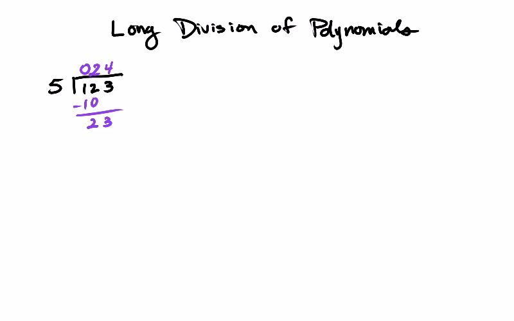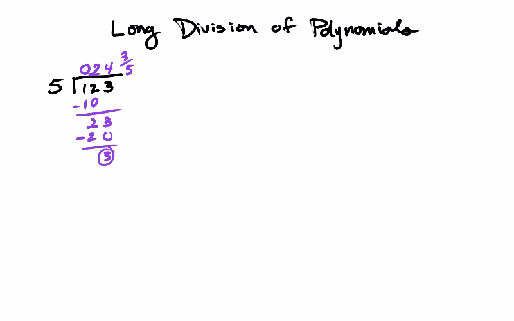And we'd say 4 times. And so then 4 times 5 is 20. And then we subtract and we get 3. And then this is your remainder. And with your remainder, we'd put 3 over 5. So 123 divided by 5 is 24 and 3/5. We can do the same thing with polynomials.